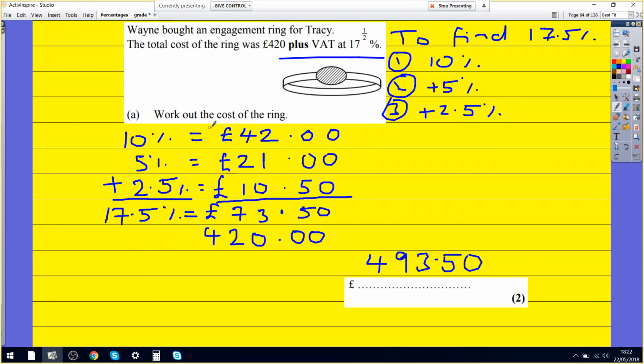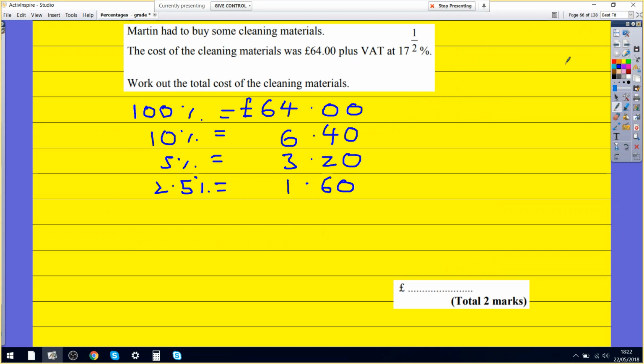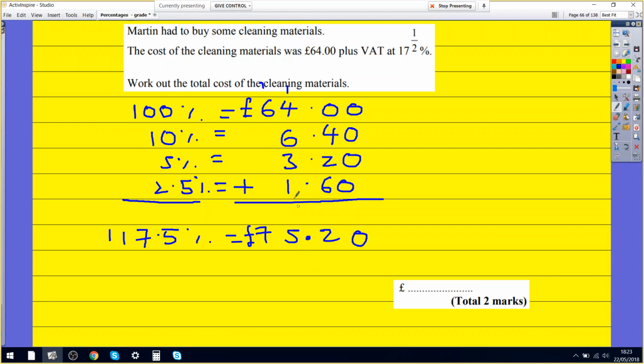Hang on. I should have mentioned this before. Remember how we added those three and then we added on the original? We can actually just add on the original all in one go. £75.20 would be all the percents added up. That's it. Yeah, £75.20. And so 64 plus that is £75.20 in total.